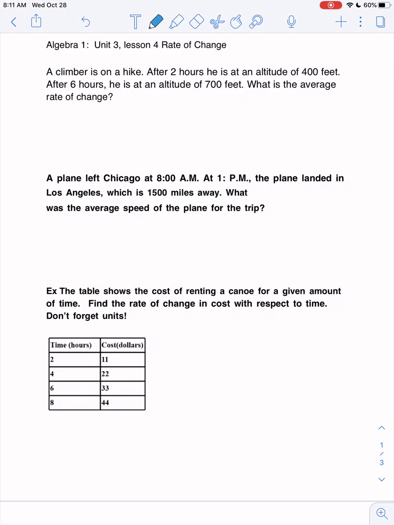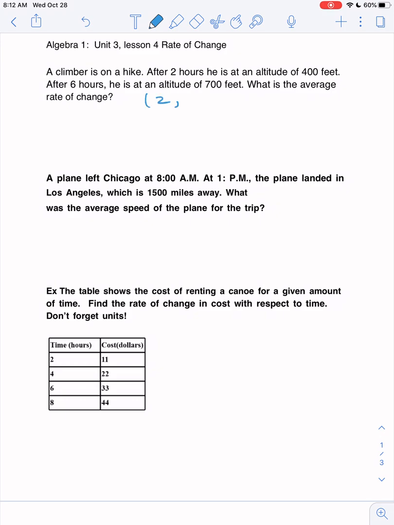So our first problem says a climber is on a hike. After 2 hours, he is at an altitude of 400 feet. After 6 hours, he is at an altitude of 700 feet. What is the average rate of change? So this might look familiar to you. It almost looks like ordered pairs.